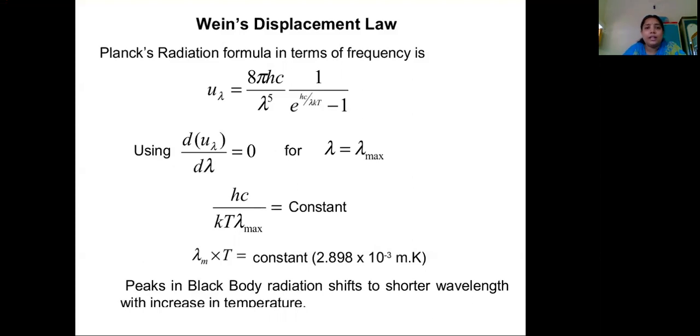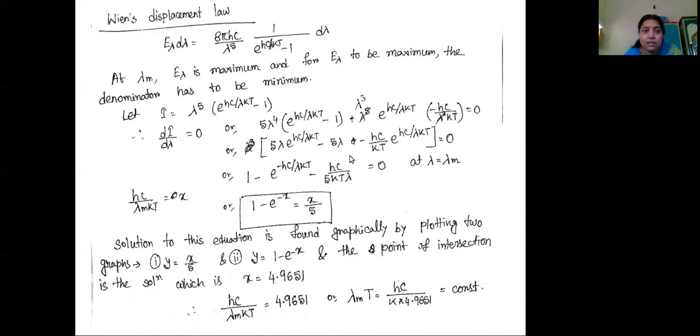So we have to get the maximum value of u lambda. You already know, to find a maximum or minimum, we just take the first derivative to be 0. So the derivative of u lambda with respect to lambda will be 0 for lambda equal to lambda m. Now its derivation is given there. I have taken capital E lambda instead of u lambda in the notes. You can take both, but you must specify which one is what. So at lambda m, E lambda is maximum.